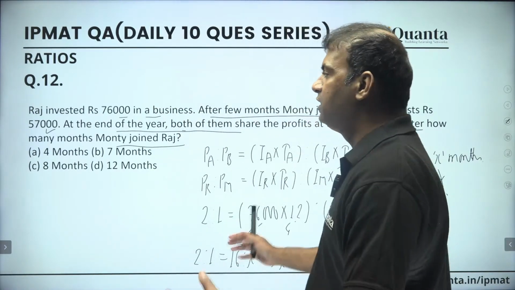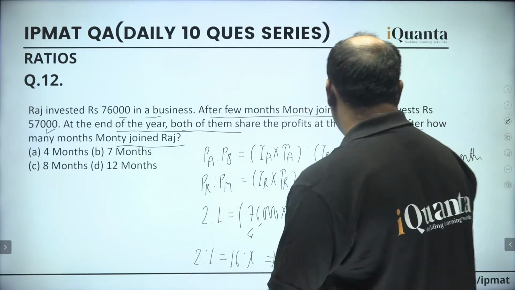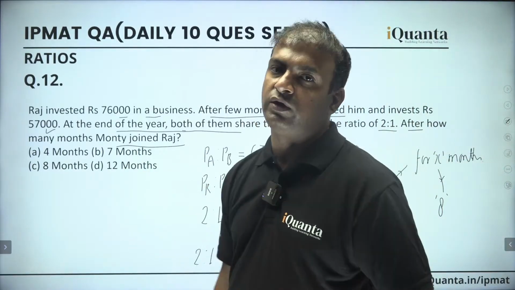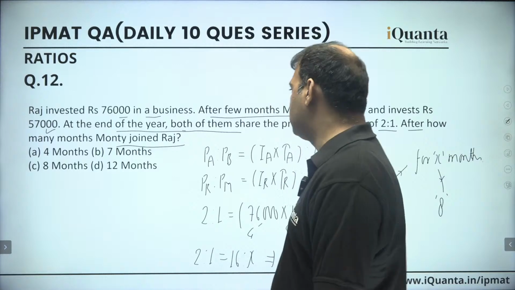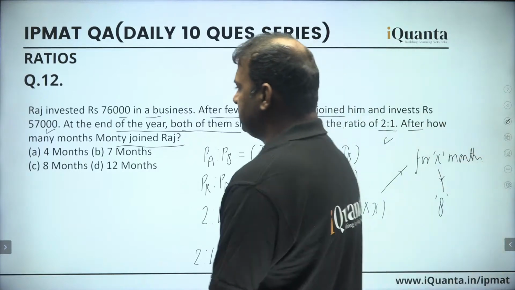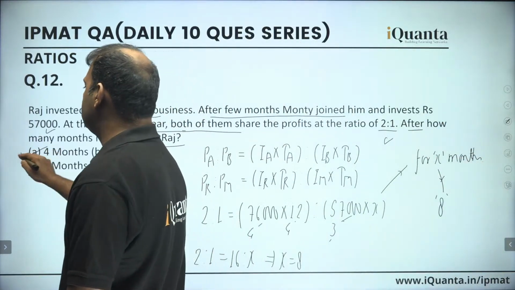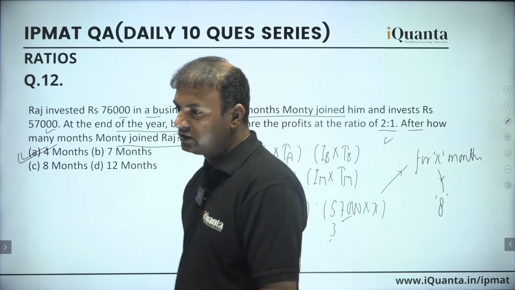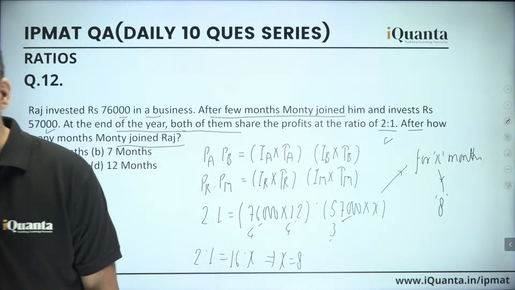So guys, the whole period is of 1 year. Monty invests for the last 8 months. That means he did not invest in the first 4 months because he was not there. So we can say that he has invested after the first 4 months, which we can say is option number A. Simple. So option A is the answer. Hope this is clear to all. Not very difficult, right? Okay.